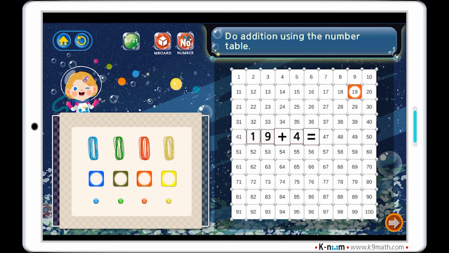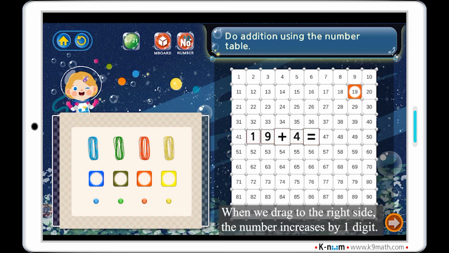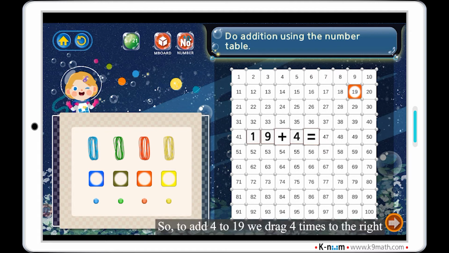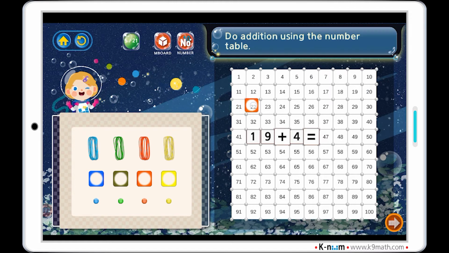Do the addition using the number table, 19 plus 4. When we drag to the right side, the number increases by one digit. So, to add 4 to 19 we drag 4 times to the right. 23.